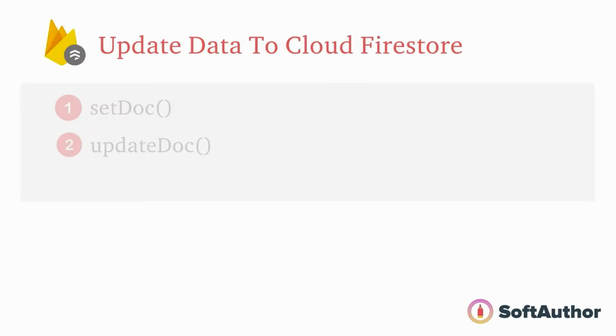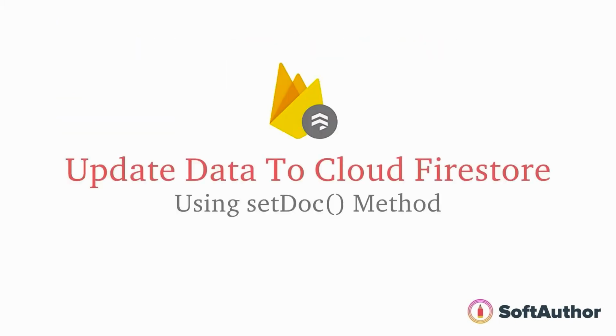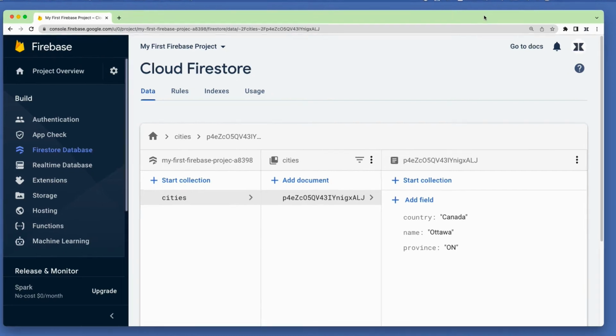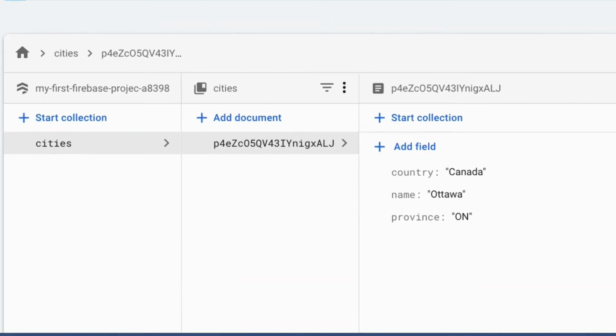There are two ways we can update an existing document in Cloud Firestore. One is using the setDoc method. The other one is the updateDoc method. In this lecture, I will be showing you how to update an existing document in the Cloud Firestore using the setDoc method. Let's take a look at the data that has already been added inside the Cloud Firestore database.